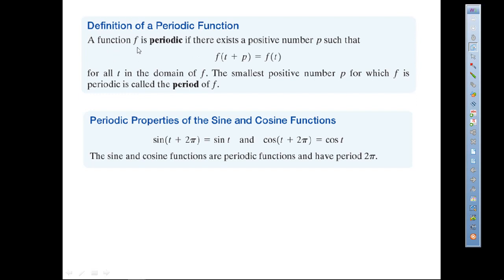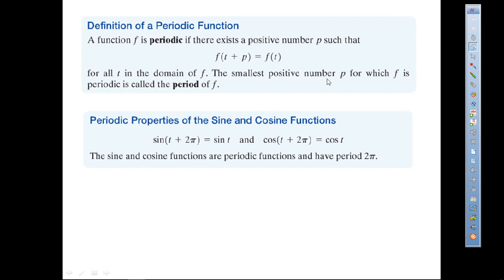Now, a function f is periodic if there exists a positive number p such that f of t plus p equals f of t. Now this is for any value of t, and that's what it means here, for all t in the domain of f. So any value t that I choose, I can also add p to it and get the exact same thing as if I plugged in just plain old t. So what this means is you're going to have the same values over and over that occur p further in the domain.